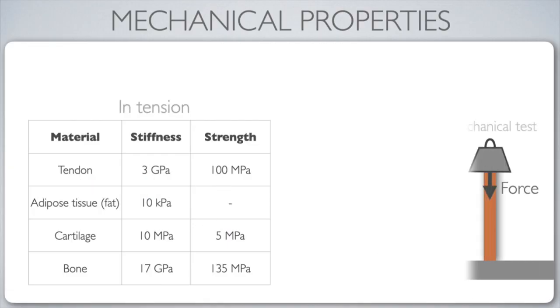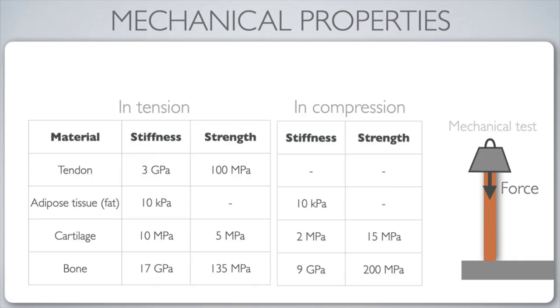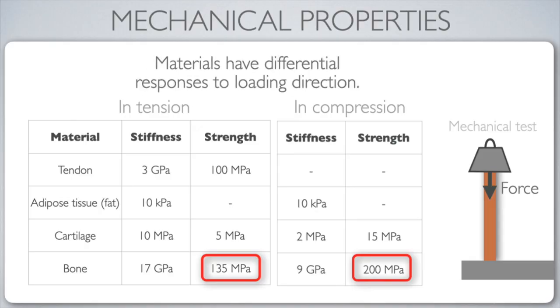But those tissues do quite a bit better when you take your bit of material and instead of pulling on it, you squish it. So you apply a load at one end, and what we're doing here is we're taking our tissue and we're compressing it. And in compression, you can get very different properties for your material. So for example, in bone, we can see that it's stronger in compression than it is in tension. So materials can have differential responses to the direction of loading.